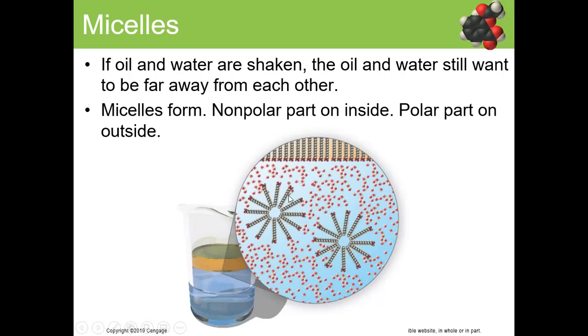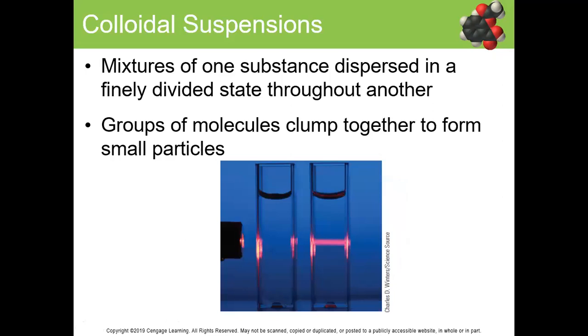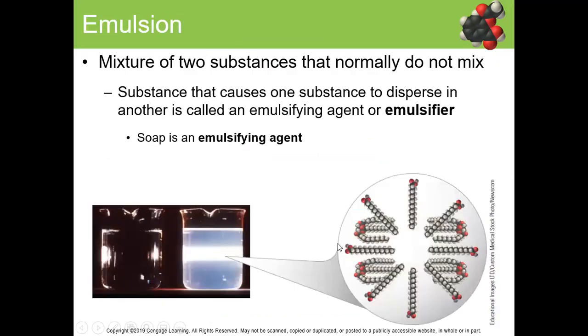Now, if you add soap into there, this is disrupting that natural tendency to get away from each other. All right, so this is a definition from your textbooks called a colloidal suspension. It's when one substance is mixed into another one and it's finely divided throughout. So this is a picture showing a laser going through one without diffracting and diffracting in the other one. Groups of molecules are clumping together to form small particles. And so an emulsion is two substances that normally don't mix. And so a substance that causes one to disperse in another is called an emulsifier.